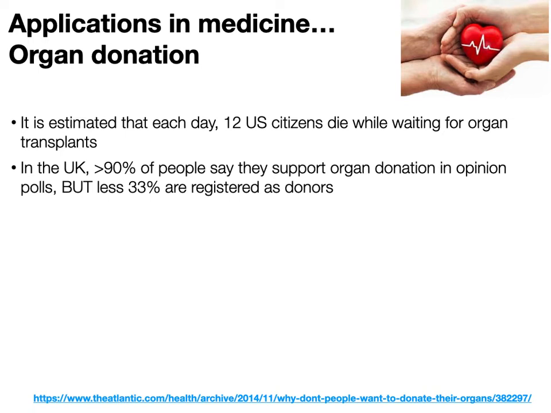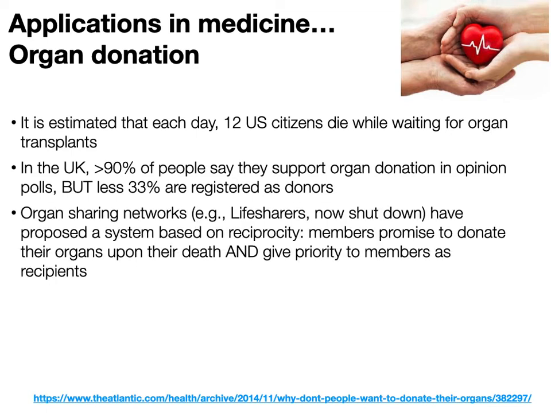In the United Kingdom, more than 90% of people say they support organ donation in opinion polls, but fewer than a third are actually registered as organ donors. Some people have created organ sharing networks in the past that propose a system for organ donation based on reciprocity. Members would promise to donate their organs upon their death, and if you joined, you would have priority as a recipient if you needed an organ.